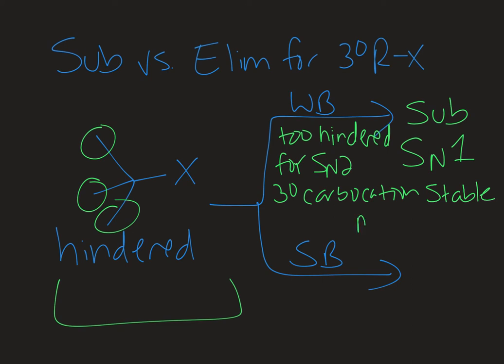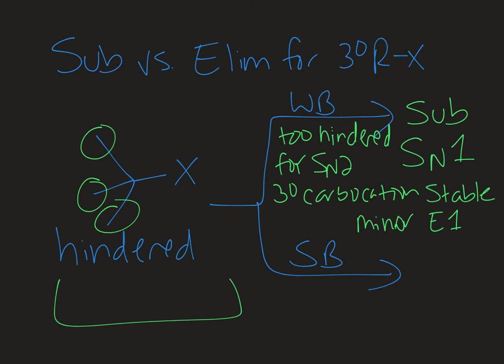You can see a minor amount of E1 product in a combination of a weak base and a tertiary alkyl halide, especially if you have heat added to the mixture, but E1 is always going to be sort of a minor product in these type of reactions.